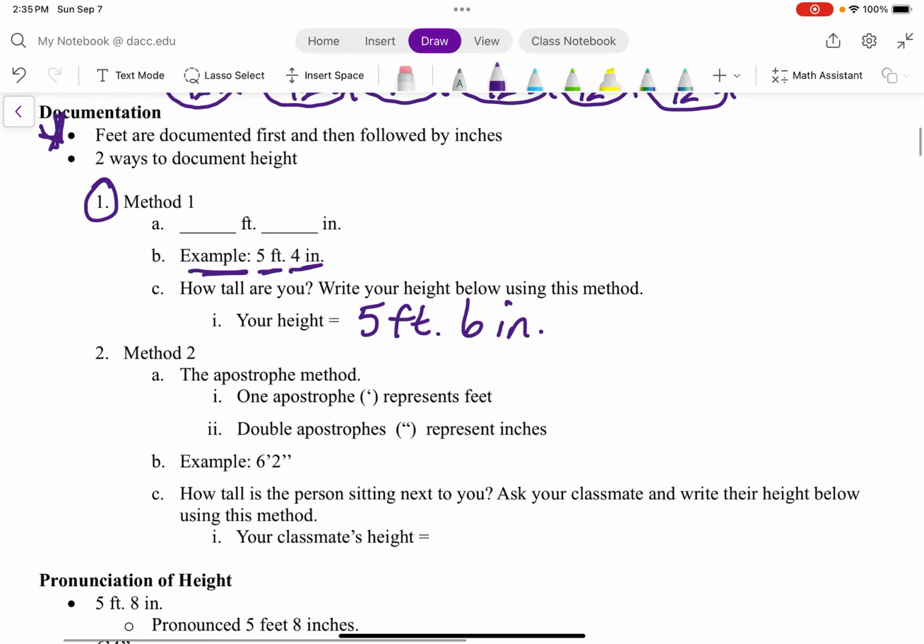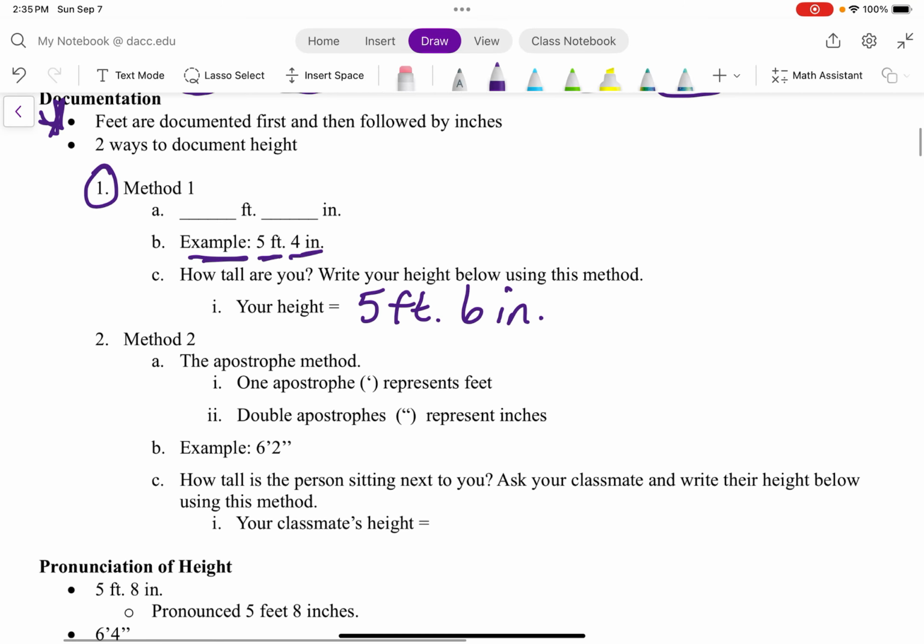The next method, method two, is an apostrophe method. So you might have seen this one. The first apostrophe, so one apostrophe, represents feet, and then the double apostrophe represents inches. The example you'll see with that is this right here. That means basically 6 feet 2 inches.